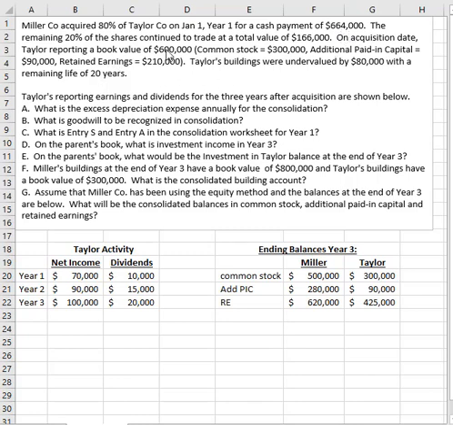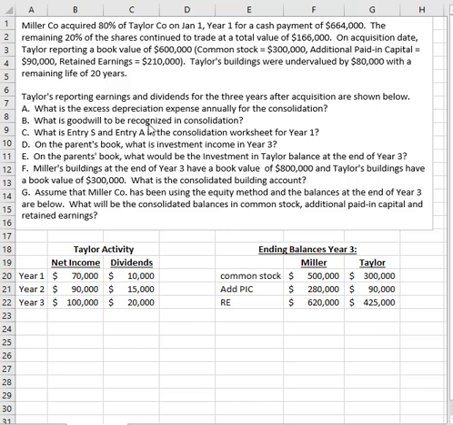All right, on acquisition date, we have a book value of $600,000. Taylor's buildings were undervalued by $80,000 with a 20-year life. So the first thing is, what's the excess depreciation expense annually for the consolidation? So the building being undervalued by $80,000 would be divided by 20, and so the annual amount would be $4,000. So that would be A.